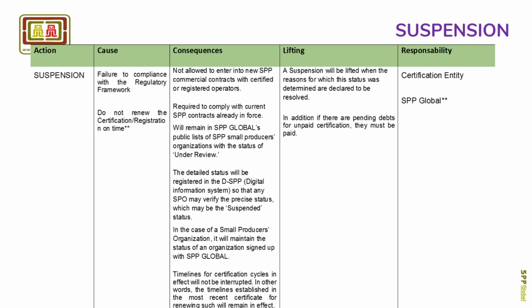In addition, if there are pending debts for unpaid certification, they must be paid. And finally, failure to comply with the regulatory framework is the responsibility of the certification entity. But when an organization or company does not renew their certificate of registration in a timely manner, the responsibility is of SPP Global.